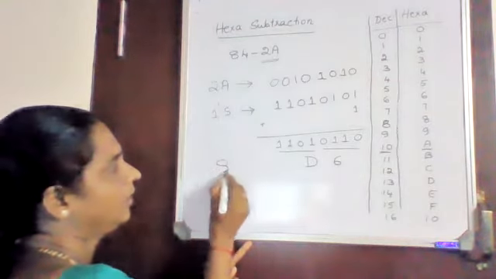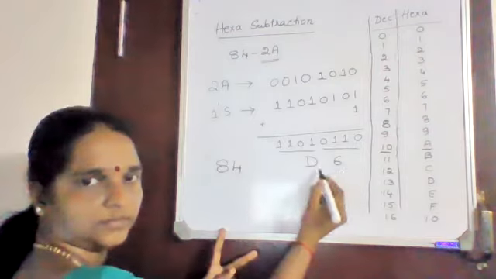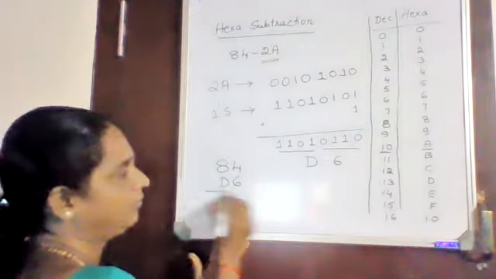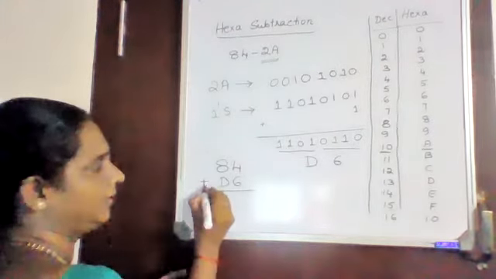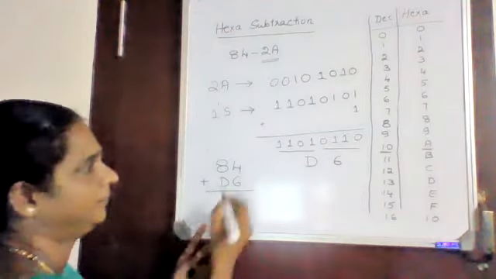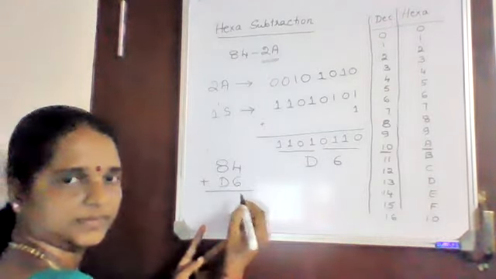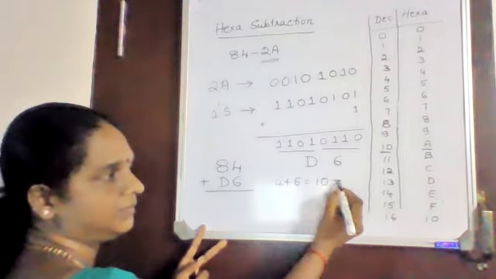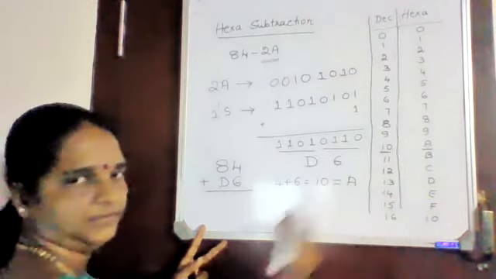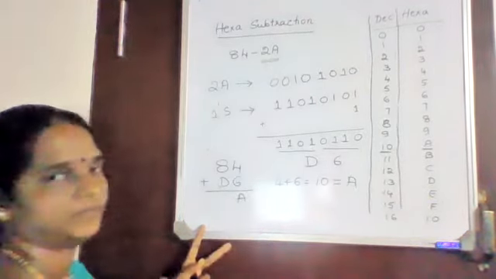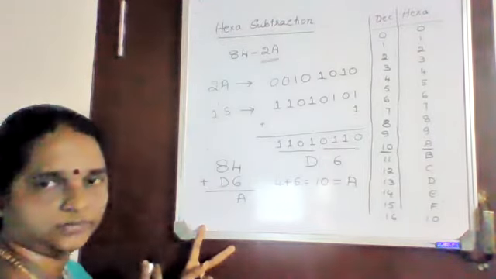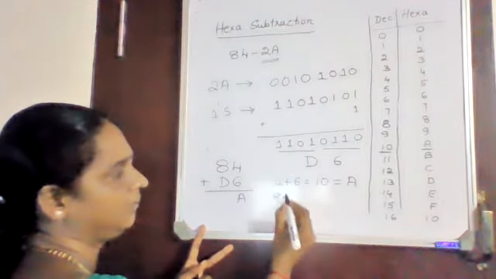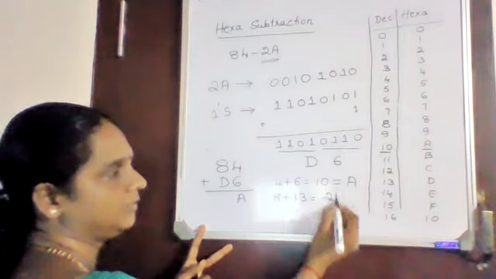Now what you have to do? Add that D6, the 2's complement of 2A, to 84. These are to be added now. Not subtraction, we have to add. 4 plus 6 is nothing but 10, which is represented as A. Write that A here. Now D plus 8. D is 13. 13 plus 8 is equal to 21.